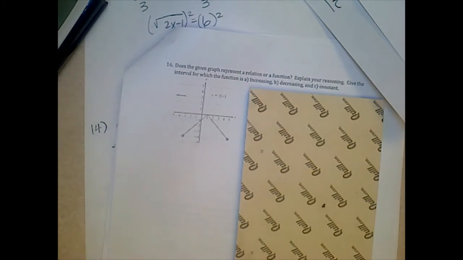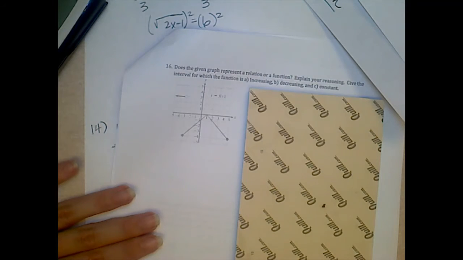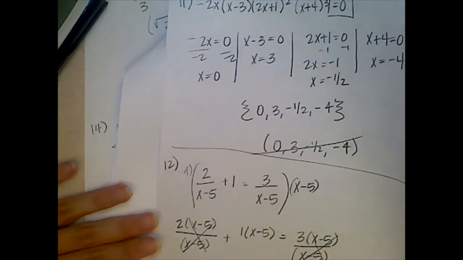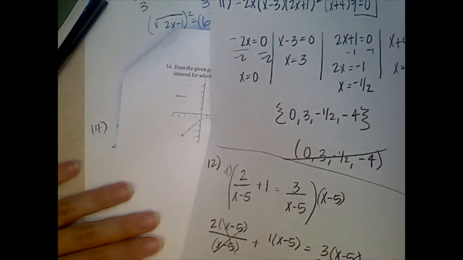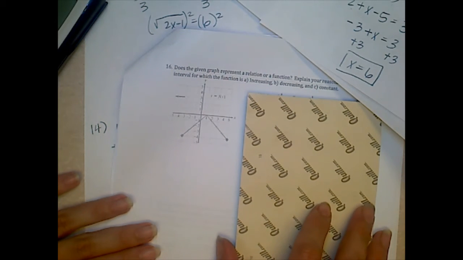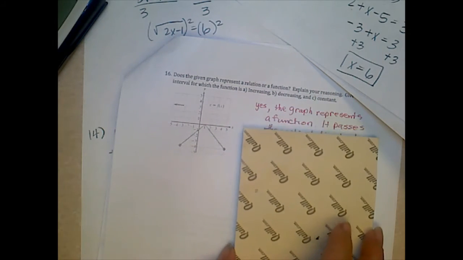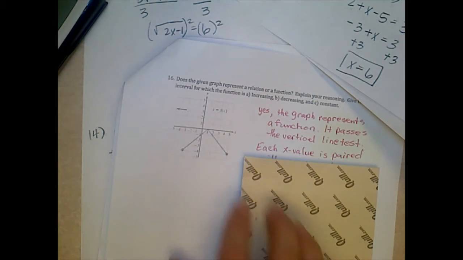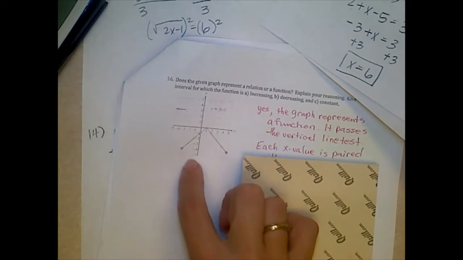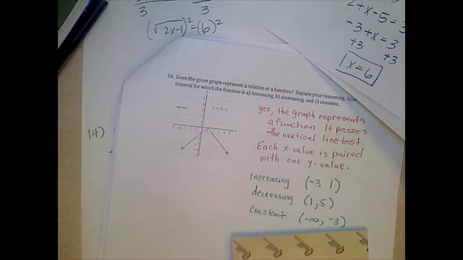So, graph. It says, is it a function? Remember, each x can only have one y. So I'm going to run a piece of paper across, and if it only hits my graph one time, that's called the vertical line test. So it does pass that vertical line test. So it is a function. And increasing, all that means is, does it go up or down, or does it not? Over here, it's constant, it's flat. Then the graph increases until it gets to 1, and then decreases to 5.